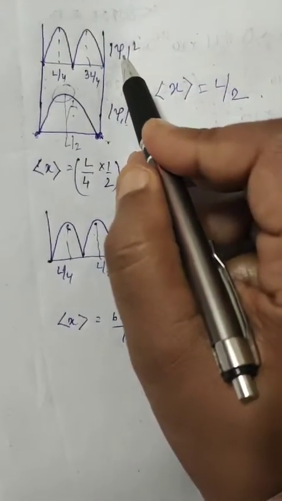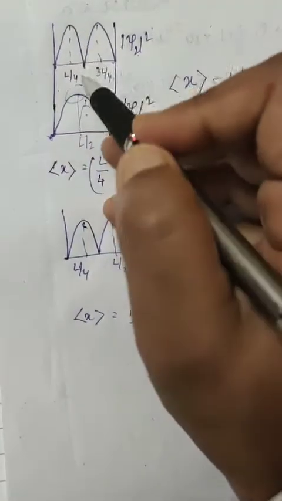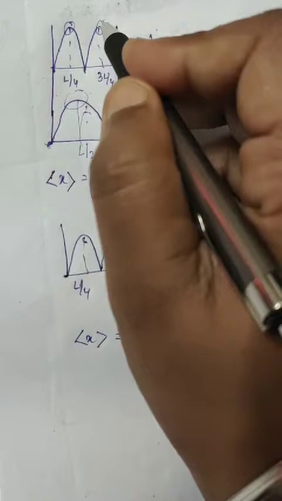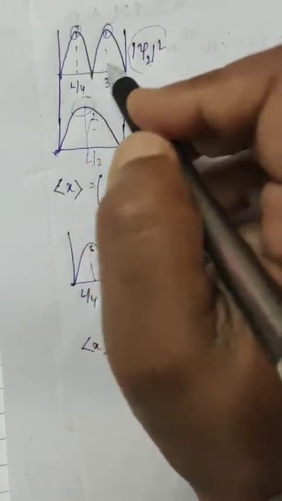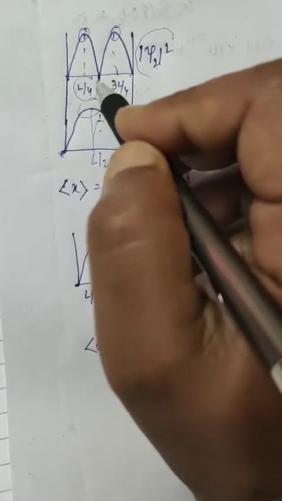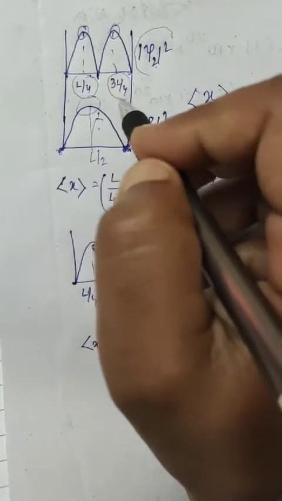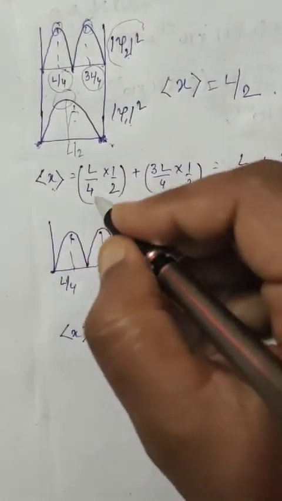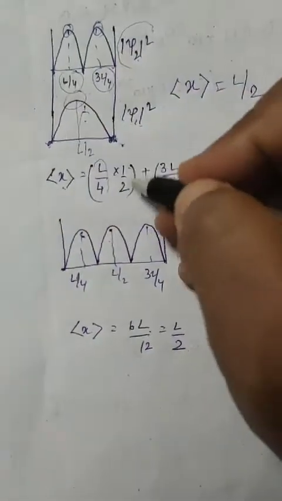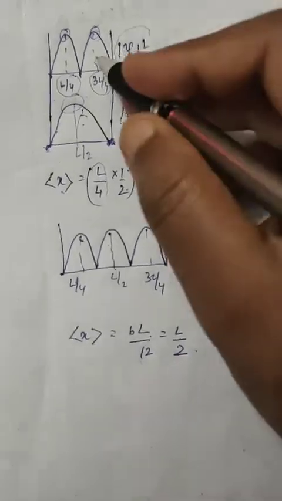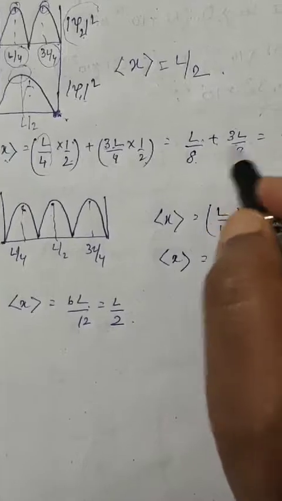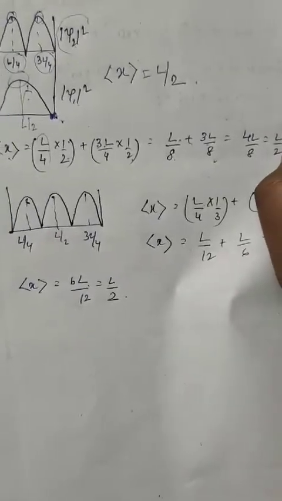Similarly, if the particle is in the first excited state, that is psi 2, this was the probability distribution. You can see that the maximum probability to find the particle is at L by 4 and at 3L by 4, because this gives the probability. So if I roughly say that the probability of finding the particle at L by 4 is half, and the probability of finding it at 3L by 4 is also half, because the total probability must be 1. So what is the average value of position? It is L by 8 plus 3L by 8, which gives me 4L by 8, and that is again L by 2. The average value of position is again L by 2.